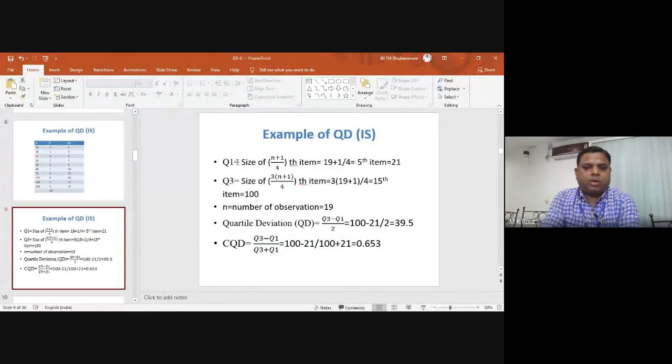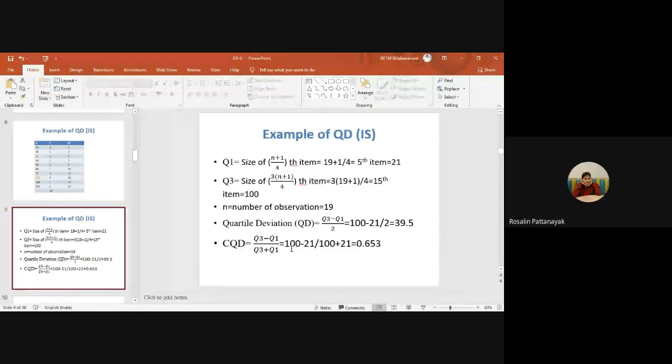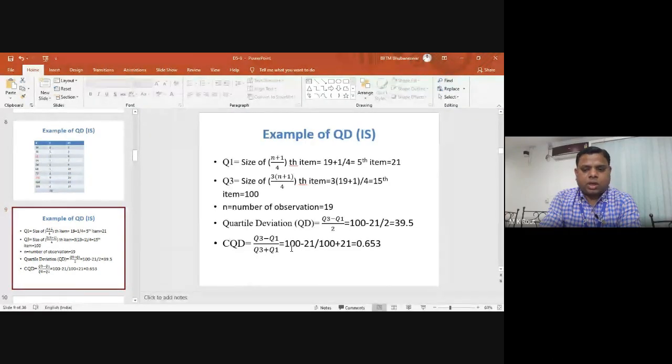So you got the value of Q1 and Q3. By applying the formula, quartile deviation equals Q3 minus Q1 divided by 2. That means 100 minus 21 divided by 2, that equals 39.5. Then I proceed to calculate the coefficient of quartile deviation. The formula is Q3 minus Q1 divided by Q3 plus Q1, that equals 100 minus 21 divided by 100 plus 21, that equals 0.653. Is it clear to all? Yes, sir. Just note down, then I proceed to the next slide.